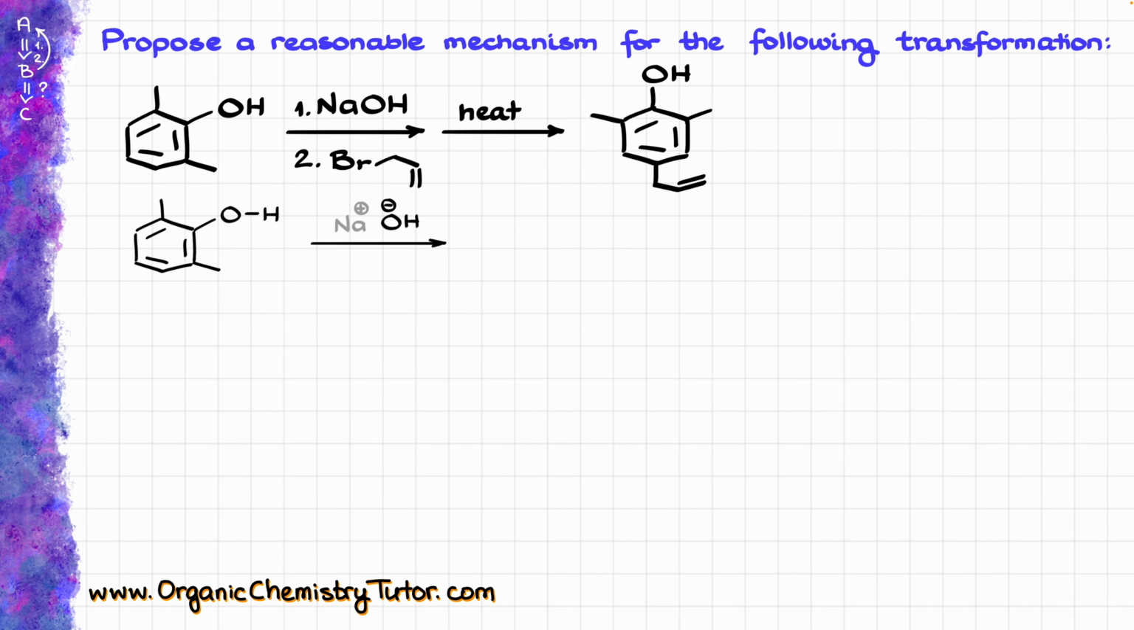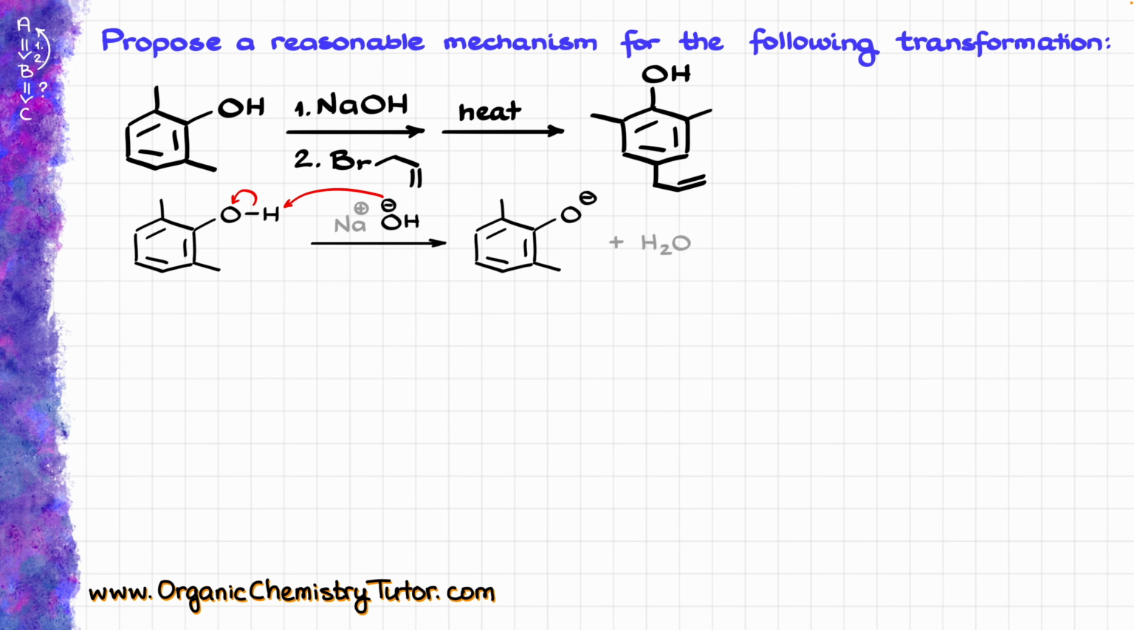Since phenols are somewhat acidic, the first step here is going to be a simple acid-base reaction where my base comes in, pulls that proton off, and gives me the corresponding alkoxide. Well, phenoxide in this case actually. Also, we are going to get water here as our co-product.